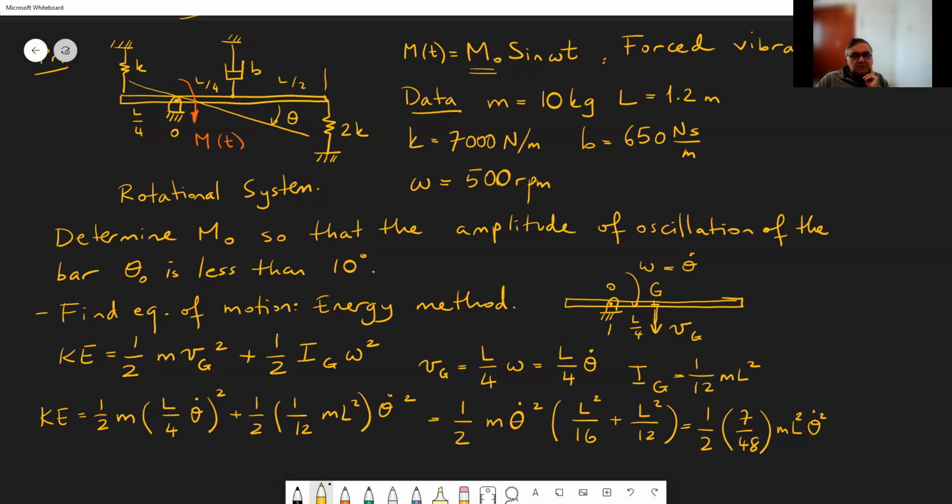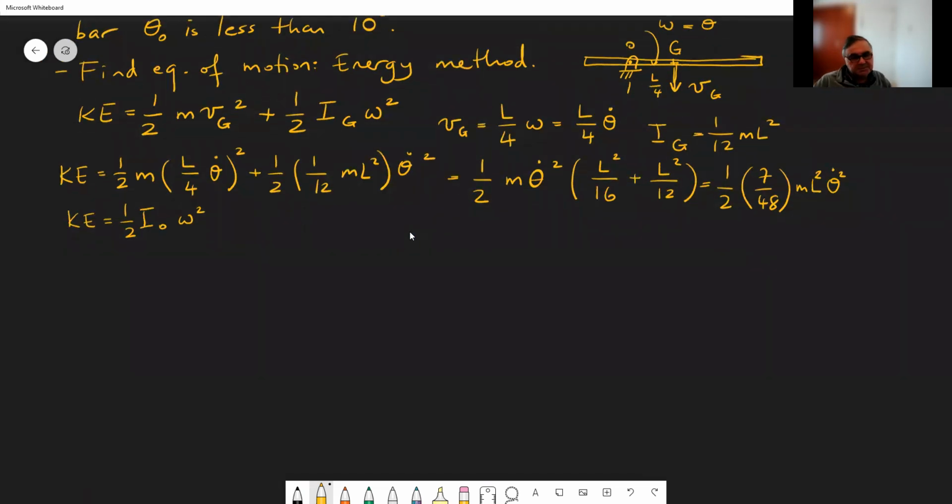We could have found it, by the way, using 1 over 2 I-O omega squared, okay? The kinetic energy about the fixed point. This is the mass moment of inertia with respect to point O. In that case, we would be using the parallel axis theorem, which would give us the same thing.